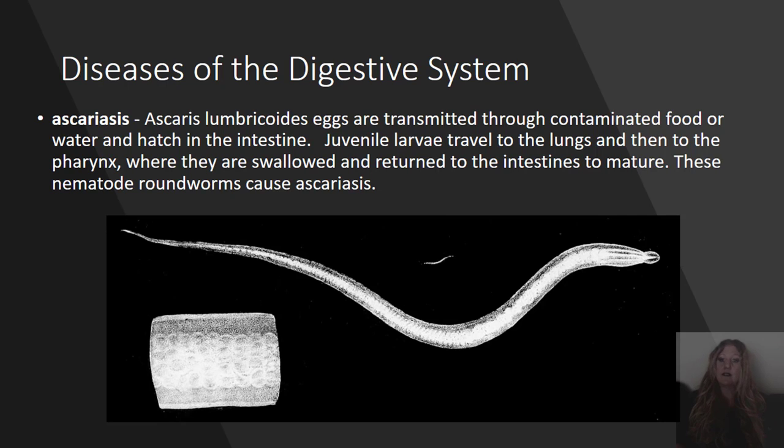Ascariasis is a disease of the digestive system that is transmitted through contaminated food or water. This is due to the Ascaris lumbricoides eggs, which are transmitted through the contaminated food or water and hatch in the intestines of the person that ingested it. Juvenile larvae travel to the lungs and then to the pharynx, where they are swallowed and then return to the intestines to mature. These nematode roundworms cause ascariasis.